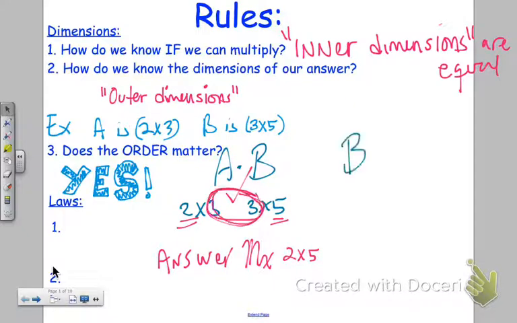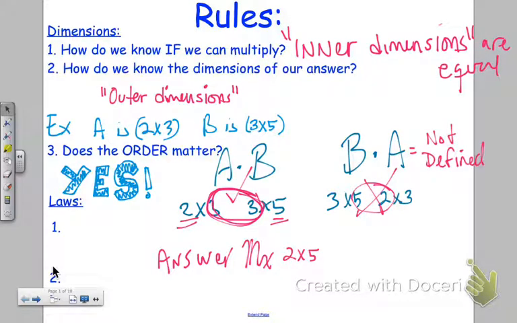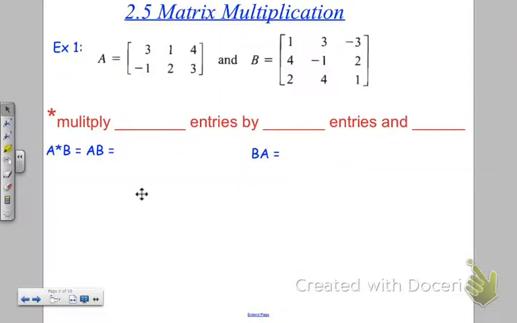Now if we were to try and multiply the other way, it's a 5 by 3 and a 3 by 5, that won't work. So that is not defined, is what we would answer. You cannot multiply those. Alright, so let's go over a very good key example.